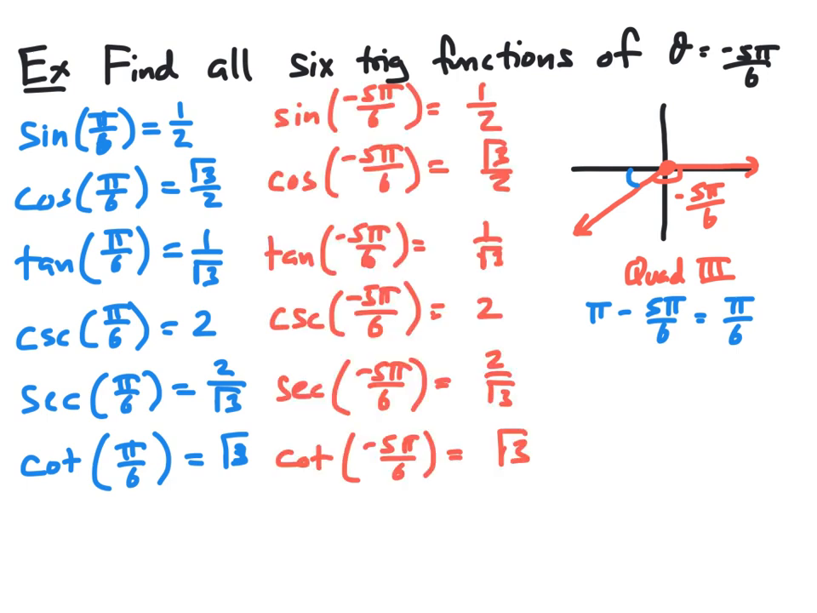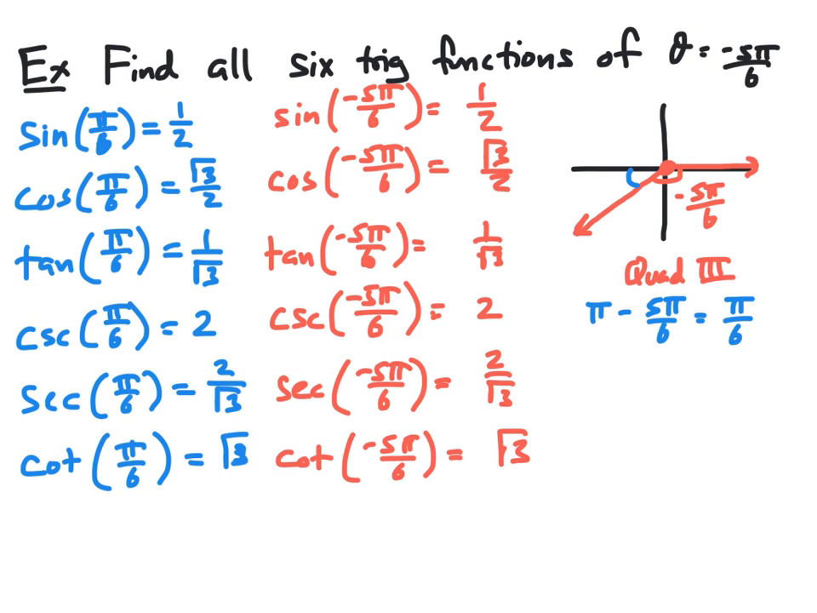Since pi over 6 is the reference angle for negative 5 pi over 6, we know that the values of the 6 trig functions for negative 5 pi over 6 will be the same values up to a negative sign. And what we have to do here is just determine which of these function values are negative.